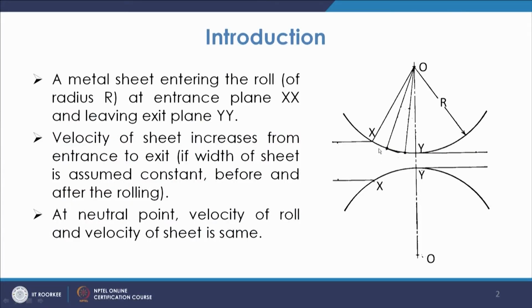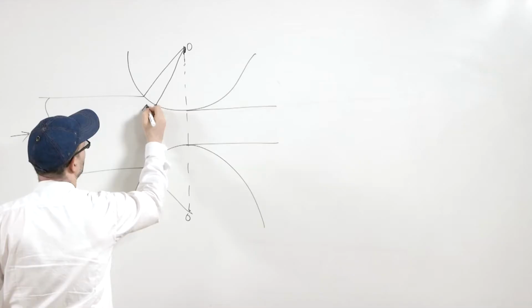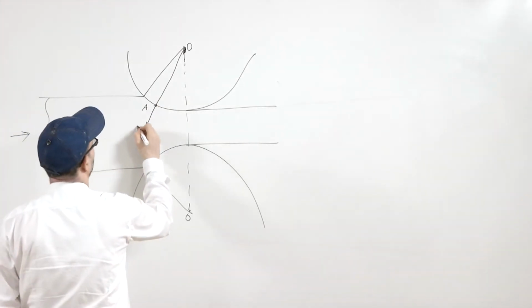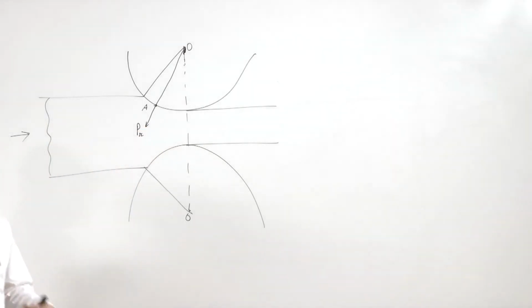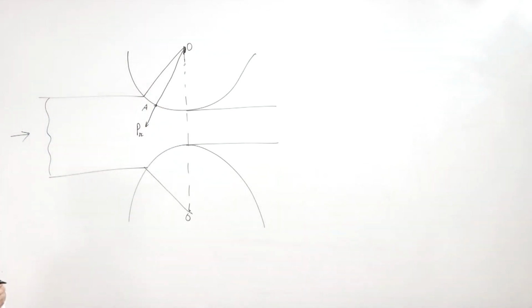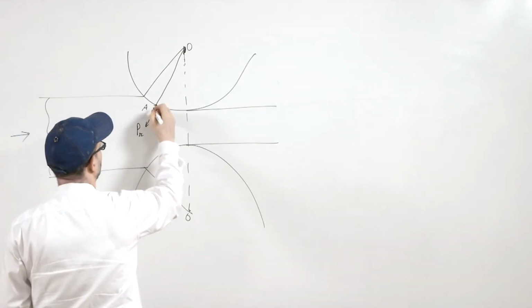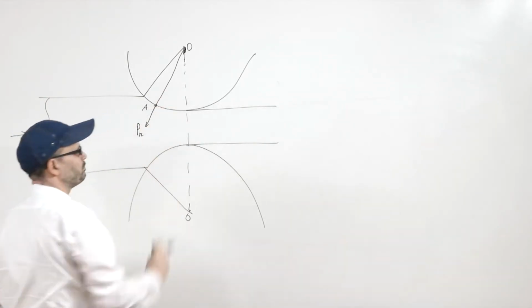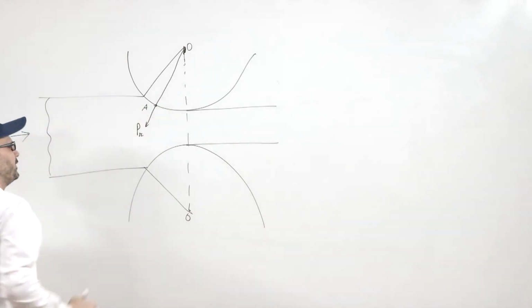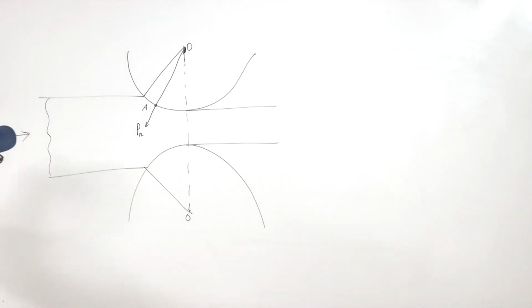Now, this point, if you take it as A. In this case, you have a force in the radial direction, and that is P radial. That will be the rolling load, basically the force which is pressing the material. Now, if you look at this, it has a vertical component in the downward direction, and a horizontal component in the negative direction. So, basically the roll tries to go into it.